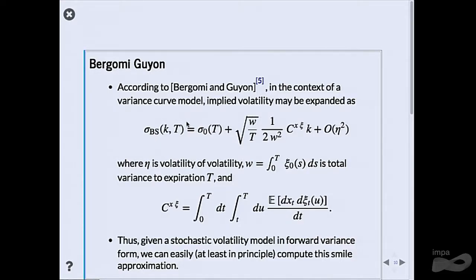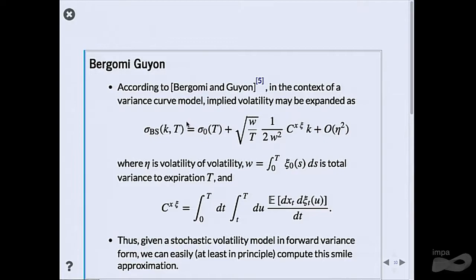Right, so according to Bergomi and Guyon, in the context of a variance curve model, implied vol may be expanded in the following form. And actually they expanded to second order in vol of vol. So the implied volatility for a given log strike and expiration is given by at-the-money vol plus something proportional to log strike. And then they have a higher order term, something proportional to k squared.